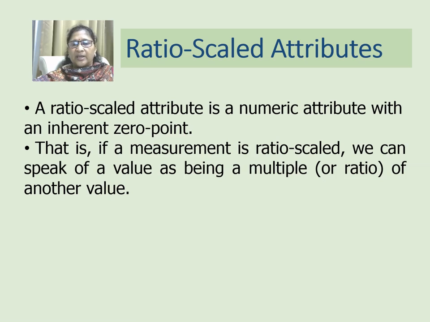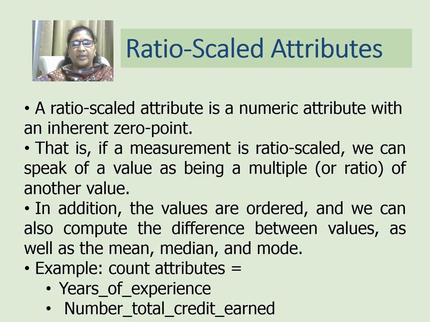value. In case of temperature, we could not say that it is double hot at 30 as it was at 15. Whereas in ratio scaled, we can talk about a multiple or a ratio of another value. These values are also ordered and we can compute the difference as well as a ratio. We can compute central tendency in terms of mean, median and mode.